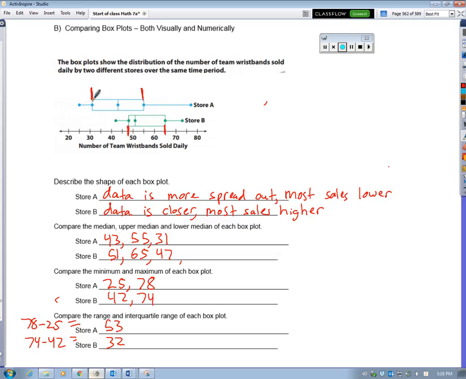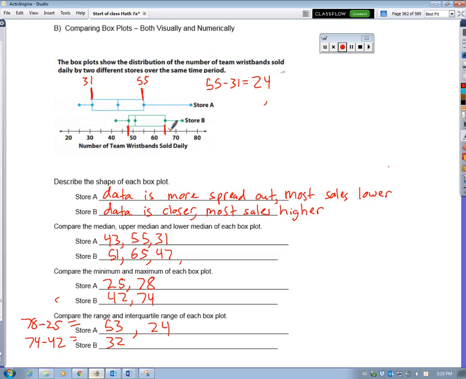The interquartile range is from here to here, the actual interquartile parts. Okay, so we're going to go with this number and this number. So it looks like for store A, we are at 31 and 55. Okay, so if we subtract those two, 55 minus 31, we will get 24. Okay, so there's my interquartile range for this, 24.